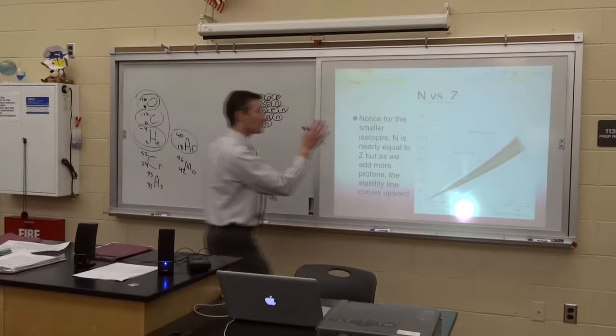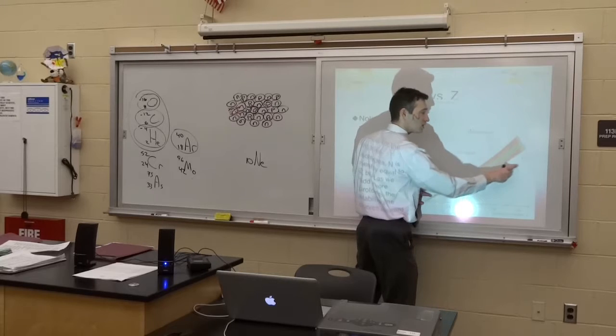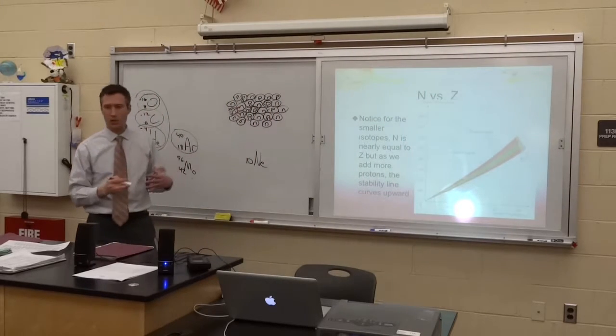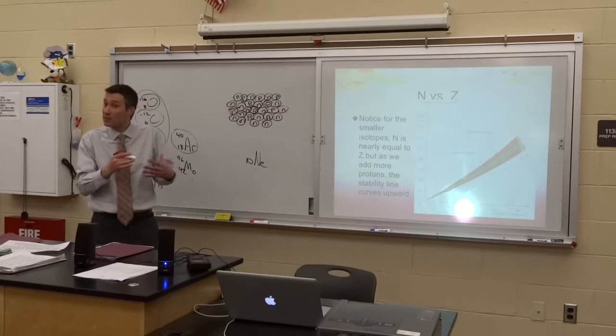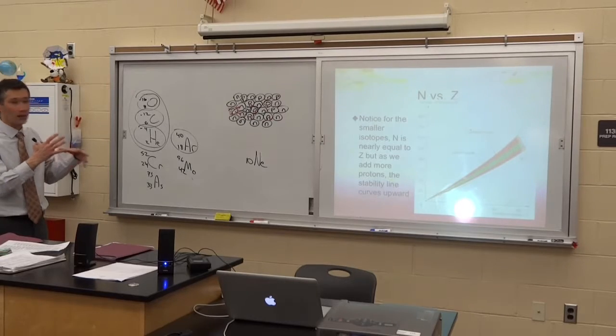So these stable nuclei diverge from neutrons equals protons because of the longer range nature of that electrostatic repulsion. This actually is a big deal. We're going to come back to it, but that's probably enough for today.